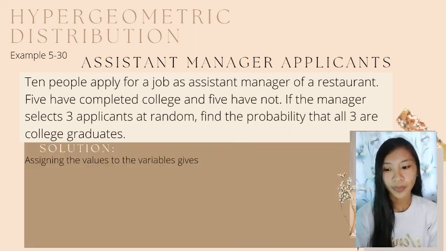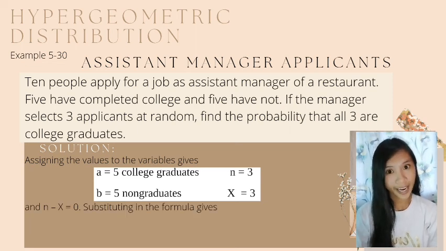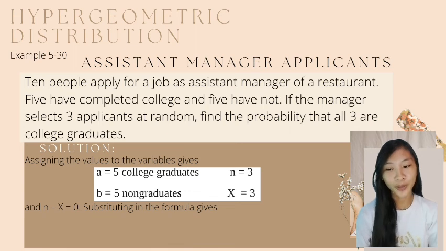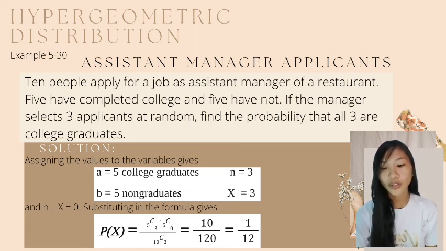To solve this one, assign the values to the variables first. It gives A is equal to 5 college graduates, B is equal to 5 non-graduates, N is equal to 3, which is the number of trials, and X is equal to 3, which is the number of successes in N trials. And N minus X is equal to 0. Substituting in the formula gives probability of X is equal to combination of 5 and 3 times combination of 5 and 0 over combination of 10 and 3, which is equal to 10 over 120, which is equal to 1 over 12.